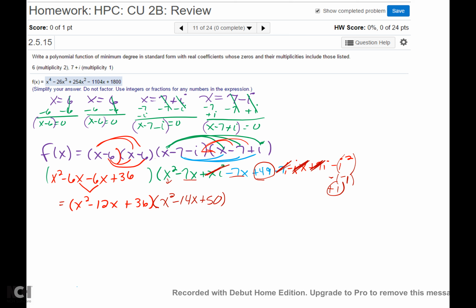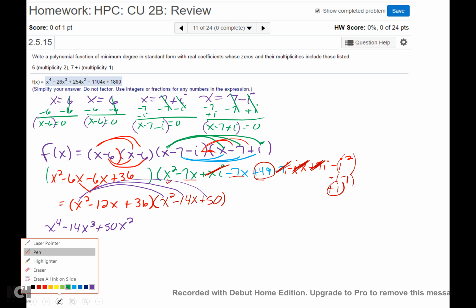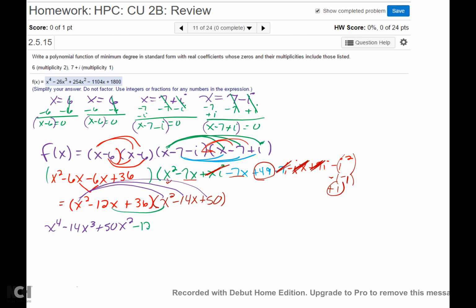Okay? Now, if I distribute all of this mess out, I have x squared times x squared is x to the 4th. X squared times negative 14x is negative 14x cubed. X squared times positive 50 is positive 50x squared. Negative 12x times x squared is negative 12x cubed. Negative 12x times negative 14x.